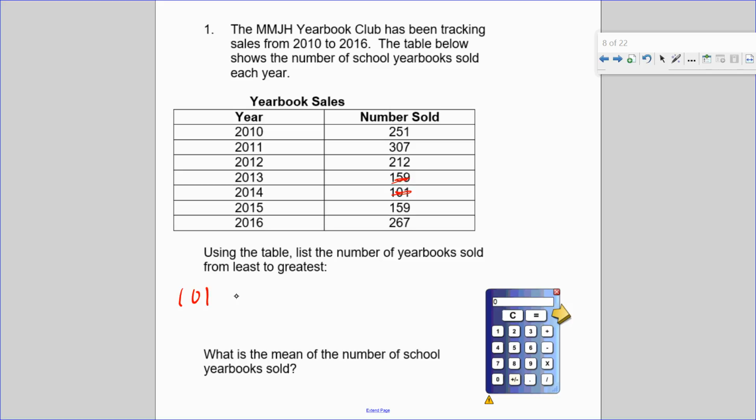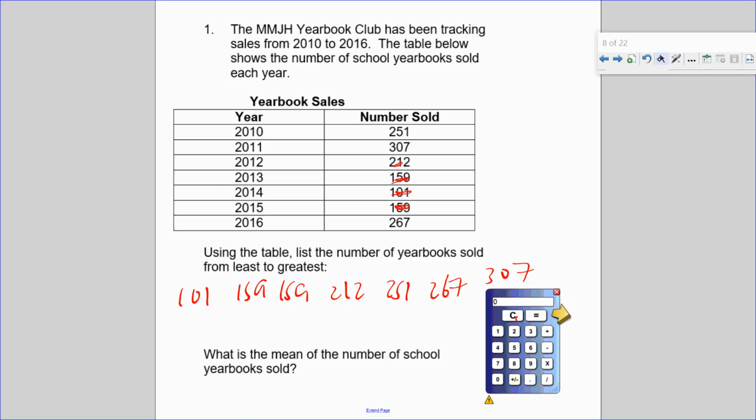101, 159, 159. Ooh, I think I know what the mode is. 212, 251, 267, and 307. Find the mean.